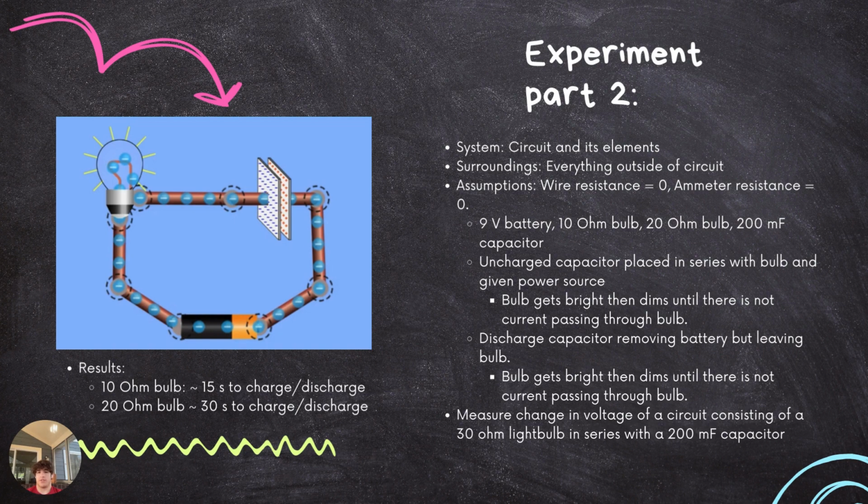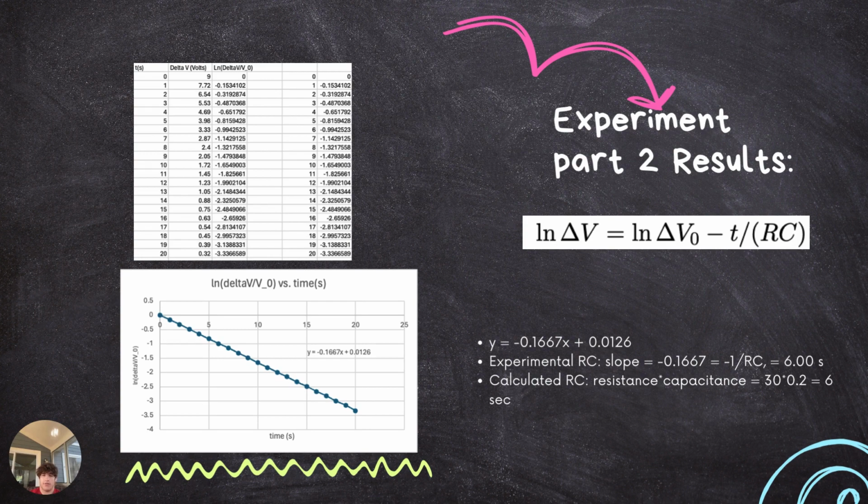Finally, I measured the change in voltage of the charged capacitor for 20 seconds after it was connected to a 30 ohm light bulb and allowed to discharge. The results for the voltage change caused by the capacitor at 20 different time points are shown below. I plotted the natural log of the voltage change due to the capacitor divided by the voltage at time equals 0 versus time to observe a linear relationship with the equation y is equal to negative 0.1667x plus 0.0126. The slope of this equation is equal to negative 1 over RC. I calculated the time constant RC to be equal to 6 seconds using the equation.